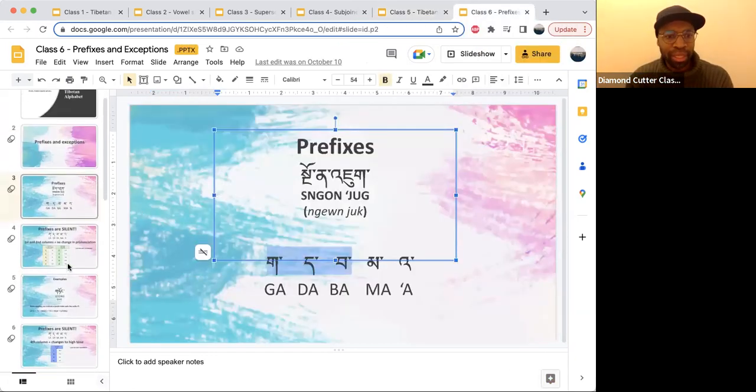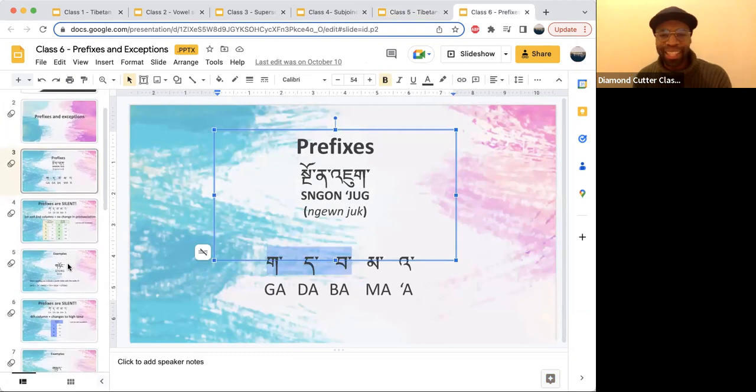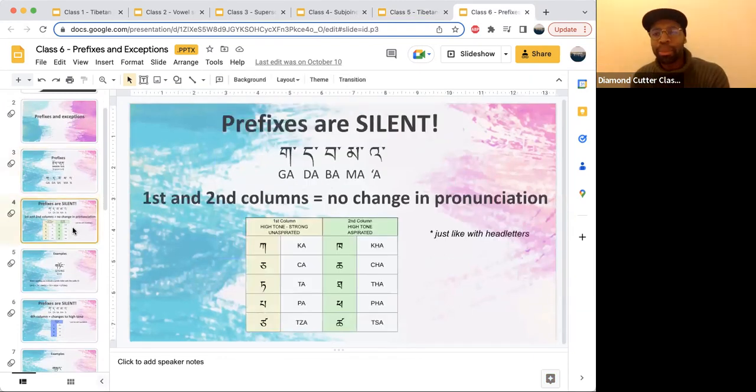So a prefix letter is a letter, just like the head letters, that comes before the main letter, but it is not pronounced. The reason they call it prefix and head, let me show you. Hold on.